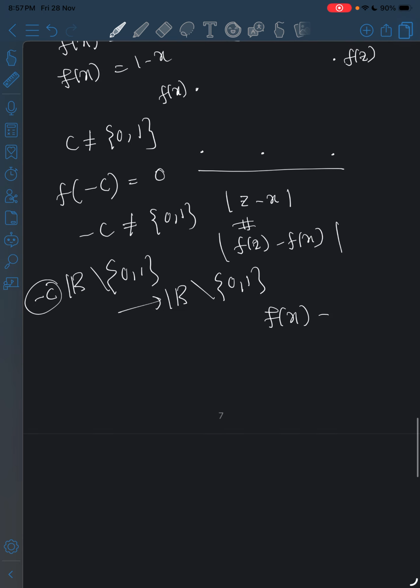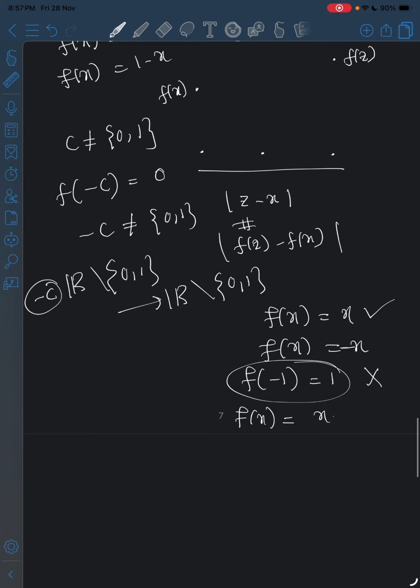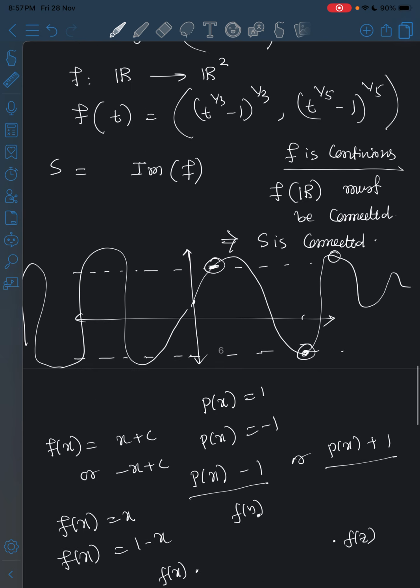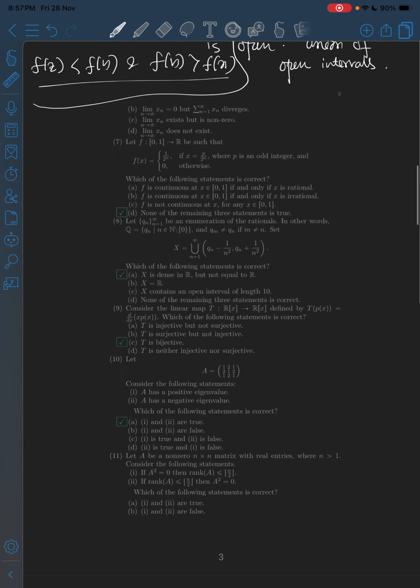So f(x) equal to x is possible, f(x) equal to minus x is not possible because f of minus 1 equal to 1, right? So that is not possible. Then f(x) equal to x plus 1 is also not possible because f of minus 1 is 0, that is not possible. So f(x) equal to minus x plus 1, that is possible. Yeah, so only two things are there.